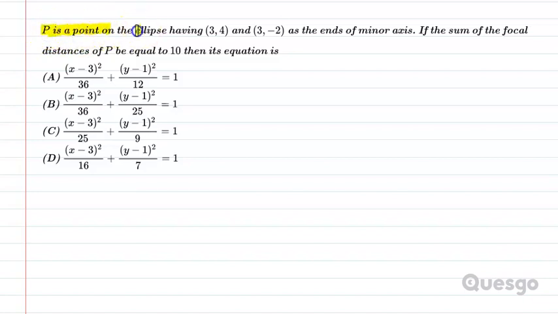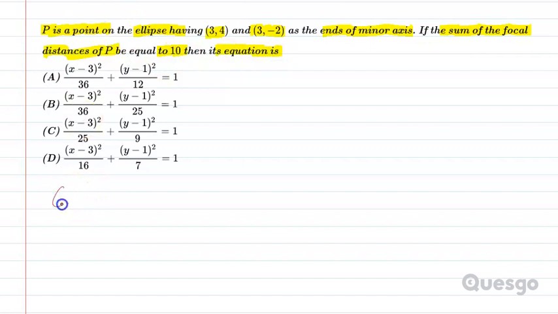P is a point on the ellipse having (3, 4) and (3, -2) as the ends of minor axis. If the sum of the focal distances of P be equal to 10, then its equation is... तो हमें equation of ellipse find out करनी है.